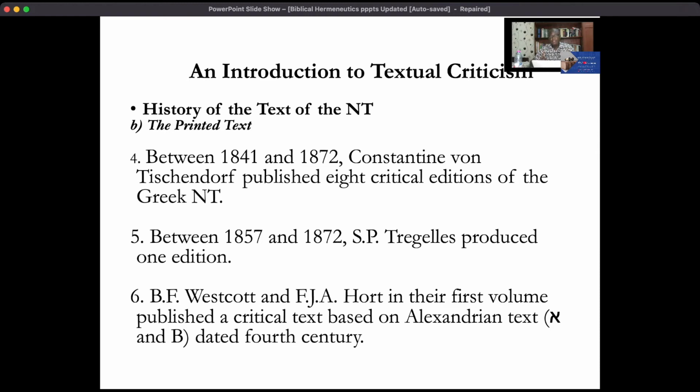Now, the Alexandrian text that Westcott and Hort based their preparation on comes from 2 different manuscripts. One is called Sinaiticus, the other one is called Vaticanus. So these 2 different manuscripts were used to prepare the New Testament text that we have today.